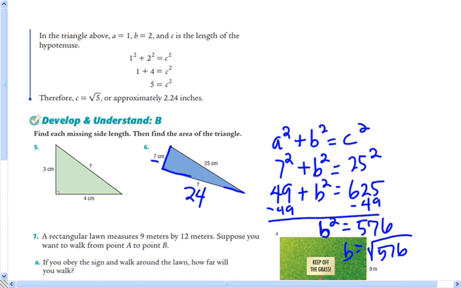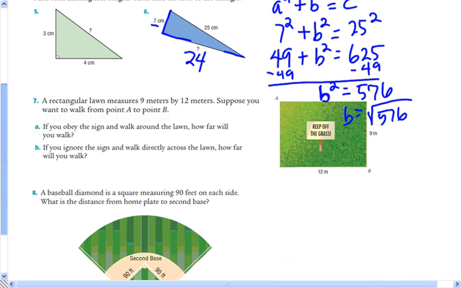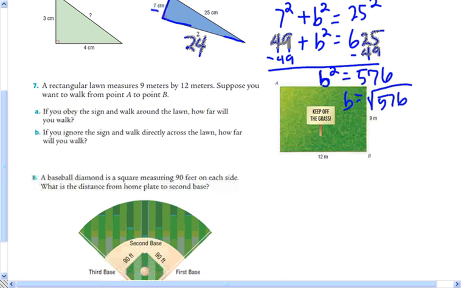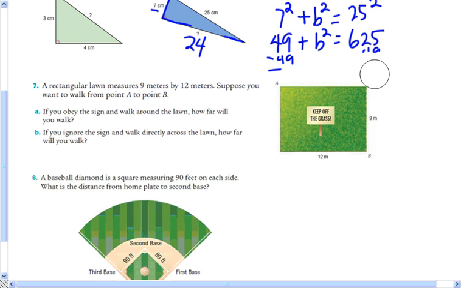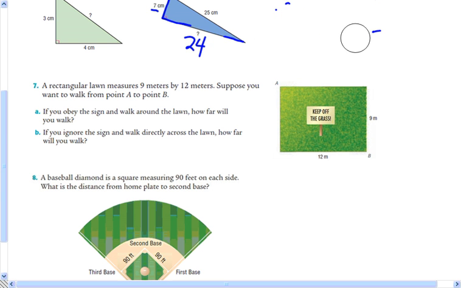All right, let's try some more. Problems are all pretty similar. You just have to figure out which way you're looking for the answer. And if you just substitute in the values and know which side is A, which side is B, and which side is C, you should be all right.